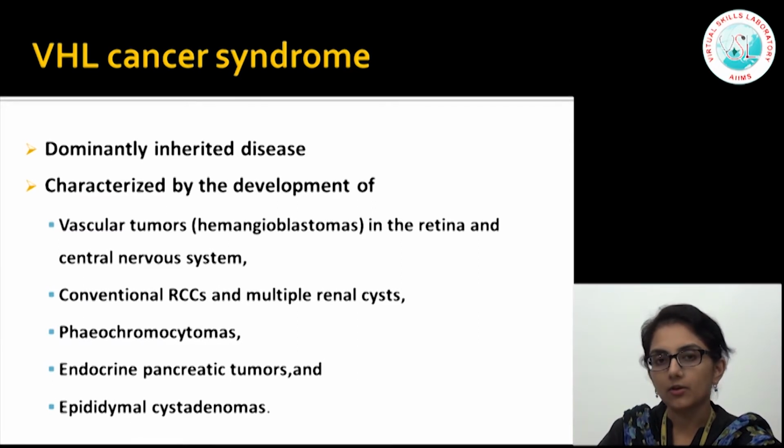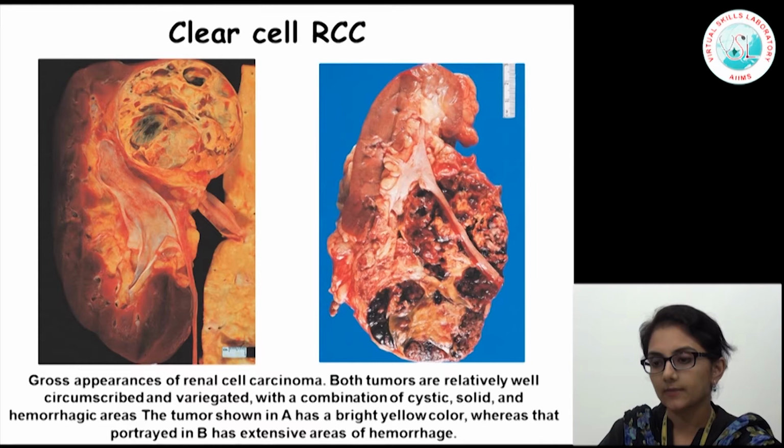Now we move on to the gross appearance of clear cell RCC. You can see that the poles tend to be more commonly involved. Here we have a tumor in the upper pole on the left and a tumor in the lower pole on the right. Both these tumors are relatively well circumscribed and they have a cut surface which is classically described as variegated, as they have different types of areas on the cut surface.